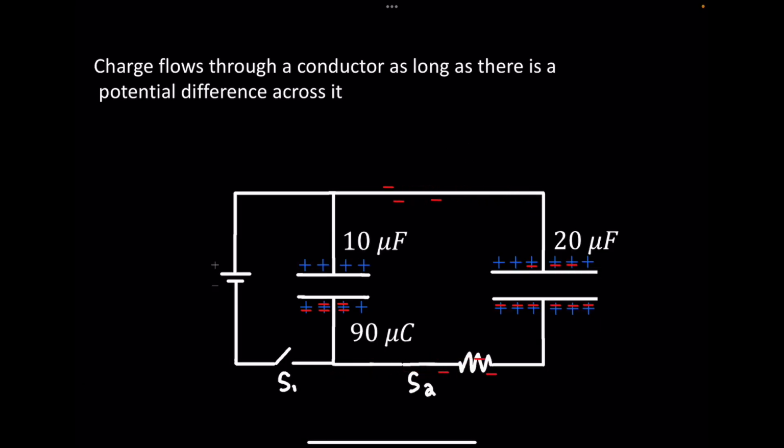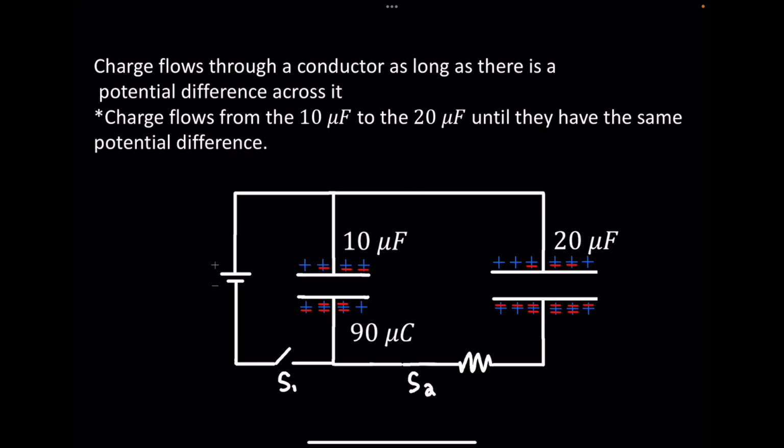Critical general principle is that charge flows through a conductor as long as there's a potential difference across it. So here, charge will flow from one capacitor to the other until they have the same potential difference or voltage. And the other thing I need to know here in order to solve for the charge is that the total charge, the 90 microcoulombs here, is conserved.